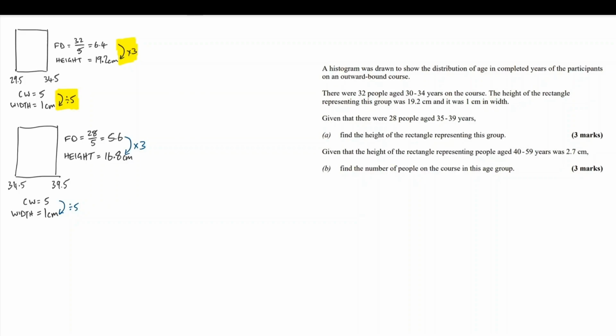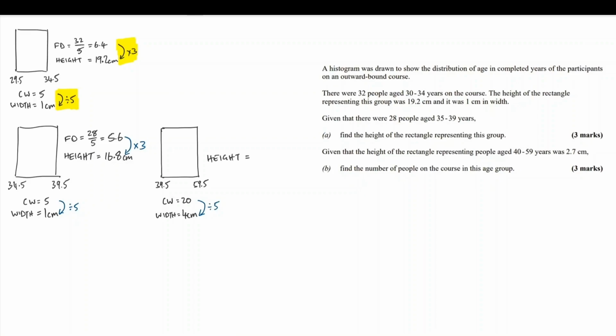In part B, we're given that the height of the rectangle representing 40 to 59 was 2.7. Now we're asked to find the number of people on the course in this age group. Let's start with the diagram again. So we are going to have to be working backwards, but 40 to 59, the class boundaries are 39.5 to 59.5. Class width of 20, we divide that by 5 to get a width of 4 centimeters.